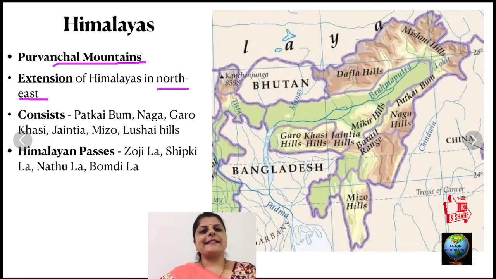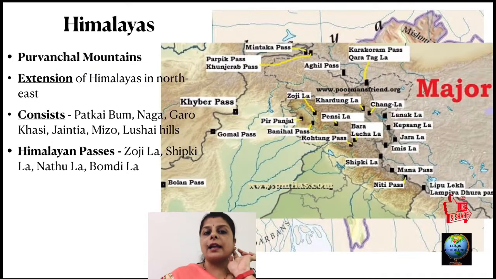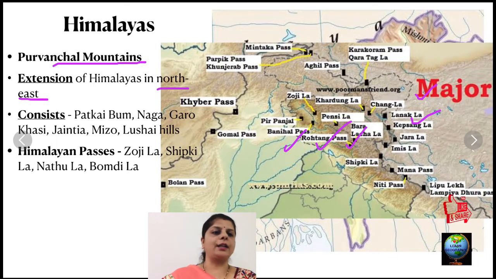Purvanchal mountains. These are the extension of the Himalayas in the northeast, and they consist of different small ranges like Patkai, Naga, Garo, Khasi, Jaintia and Mizo or Lushai hills in the northeastern part of India, and there are many passes located in this region. You can see Zojila, Shipkila, Nathula and Bomdila. These are the famous passes of India.